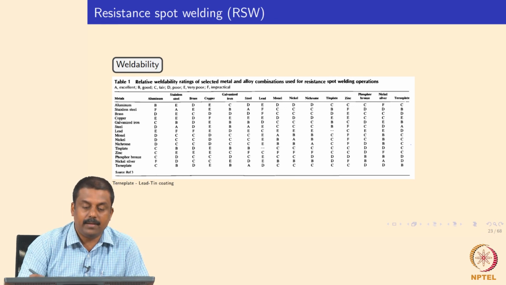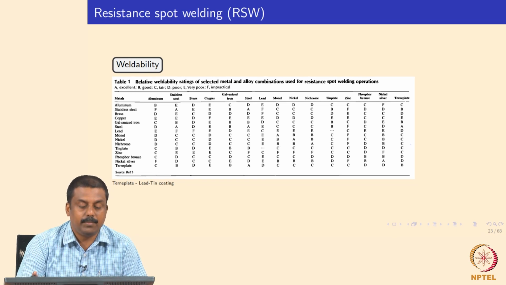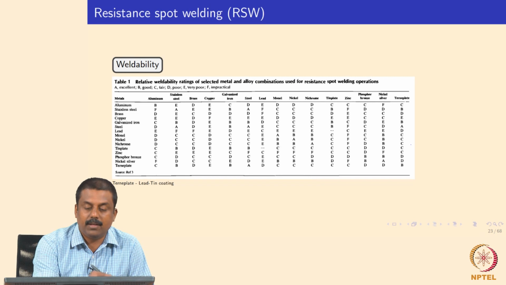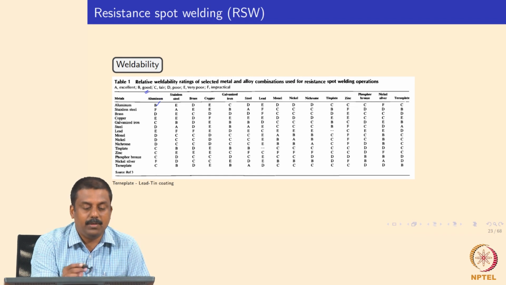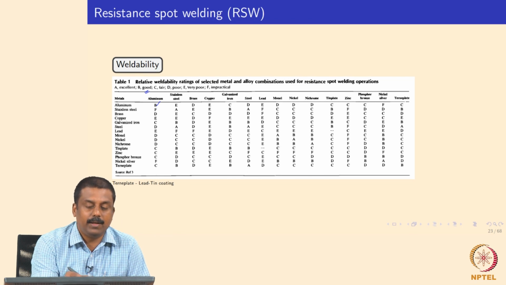This is actually obtained from an ASM handbook. This shows an overview of various materials in the first column. For example, aluminum, stainless steel, brass, copper, and if you look at aluminum to aluminum spot welds, it says B. A is excellent, B is good, C is fair, D is poor, E is very poor, and F is impractical. So for example, if you take nickel and you are trying to weld it with aluminum, it's impossible to weld. Better don't try it.